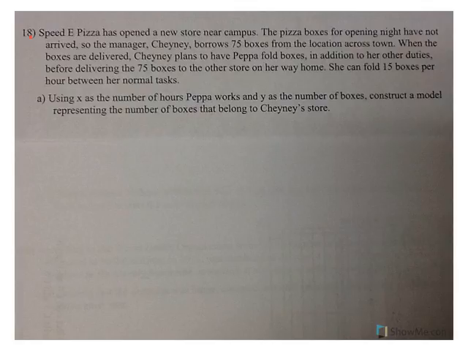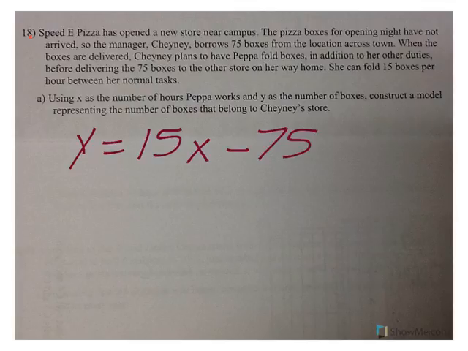Now, I'm sorry, but I think this question is very, very confusing, so I'm going to do my best to kind of explain it. Using X as the number of hours Peppa works and Y as the number of boxes, construct a model to represent the number of boxes that belong to Cheney's store. Well, okay, so Peppa can fold 15 boxes an hour. X is the number of hours, but they're giving away 75 boxes across town. Wait, they're borrowing 75 boxes, so maybe that's above.